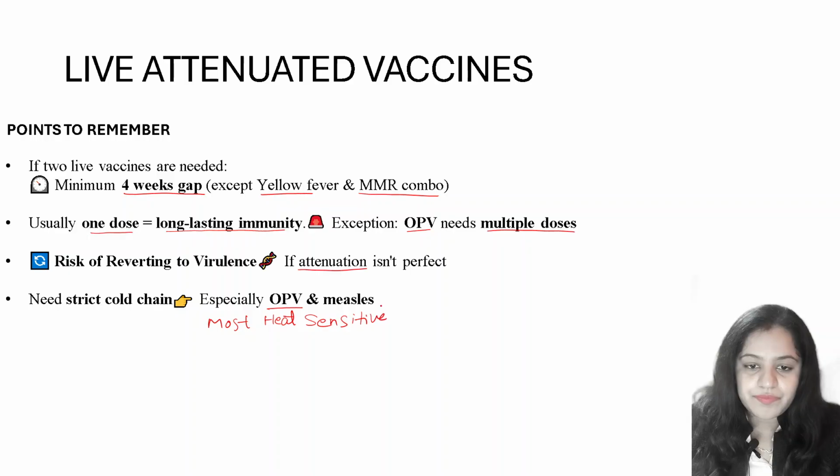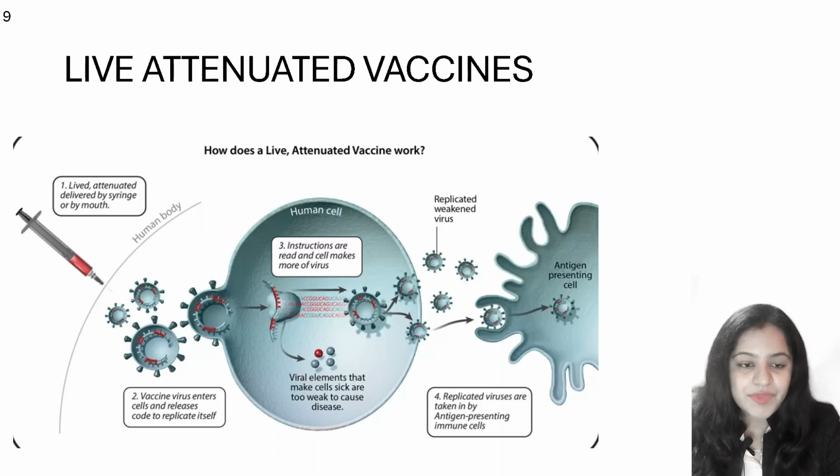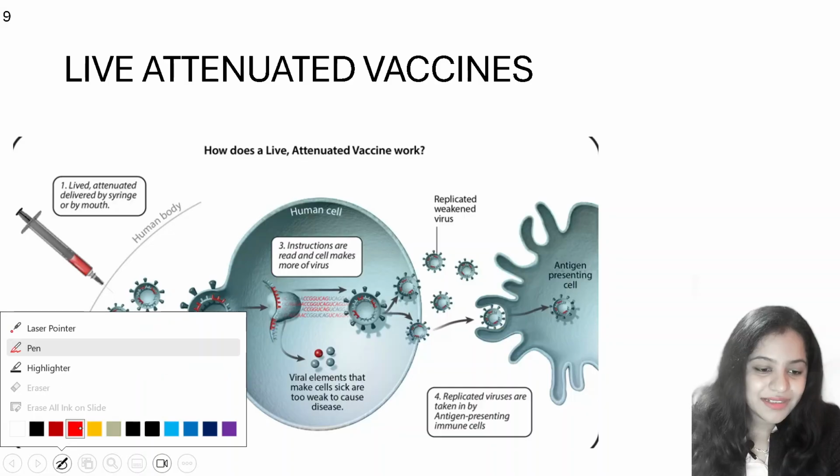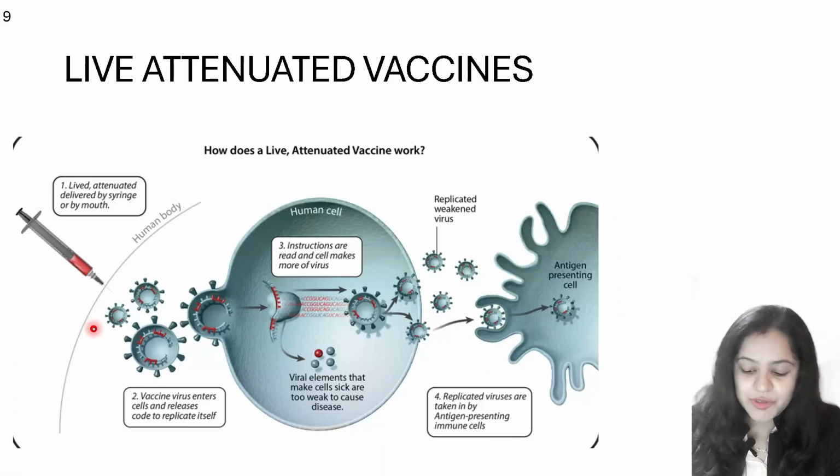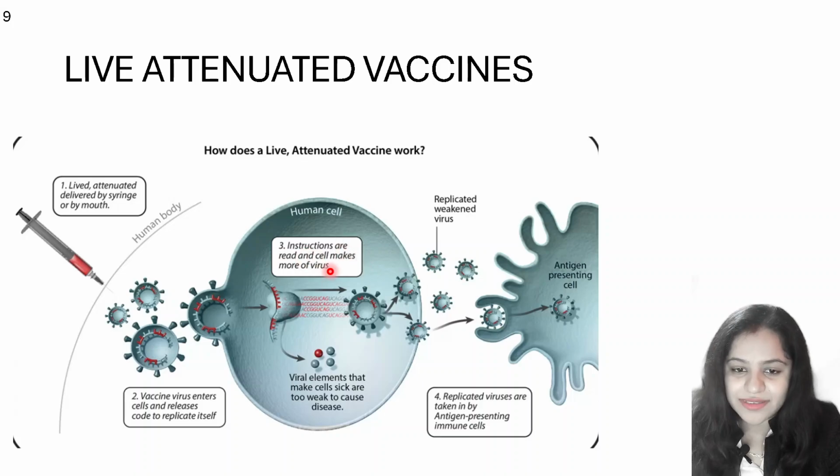Okay, so this was your live attenuated vaccine. Now let's understand it through a diagram, so you can also have a revision through this. Your live attenuated vaccine is delivered by syringe or by mouth. The vaccine virus enters the cell and sheds its coat to replicate itself. Now instructions are read and the cell makes more virus. Okay, and this weakened virus is replicating here.